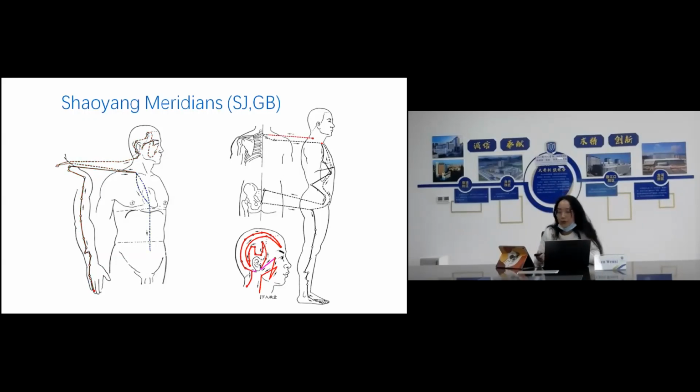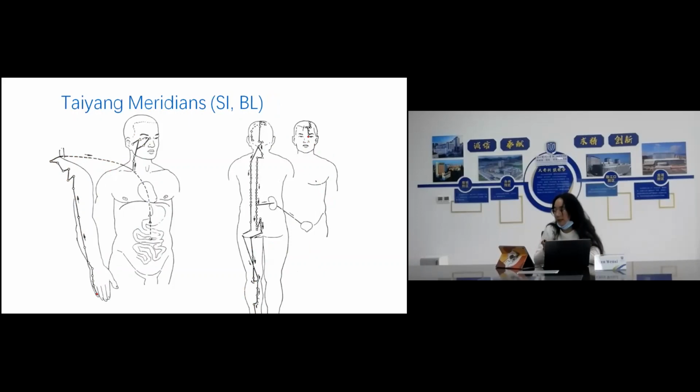So if you see the contribution of the different meridians, sometimes you have some ideas come to your mind that maybe I can use the Shaoyang meridians to cure migraine, because you can see the contribution of the meridians are all located on the temporal side of the head. That's right. That's a very good idea.